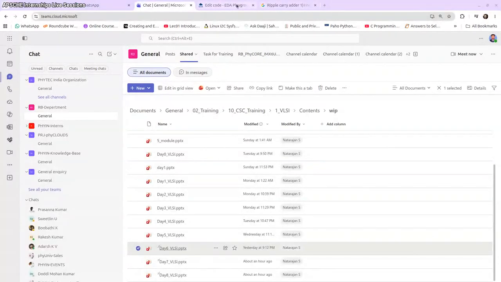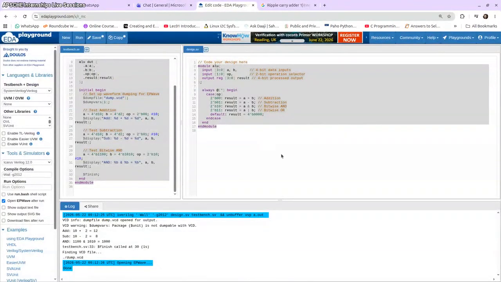Yes, EDA Playground. That is what I went and used. Okay, that is EDA Playground.